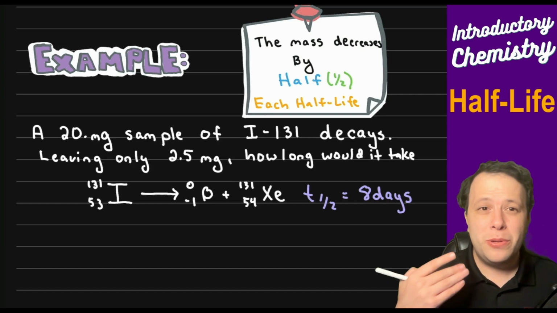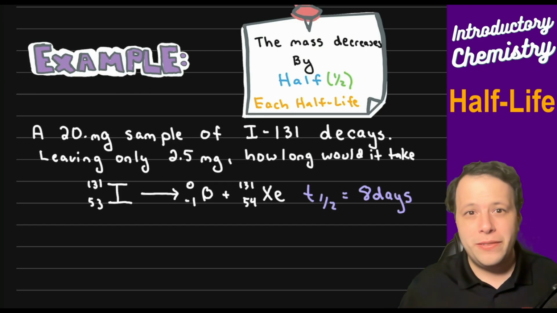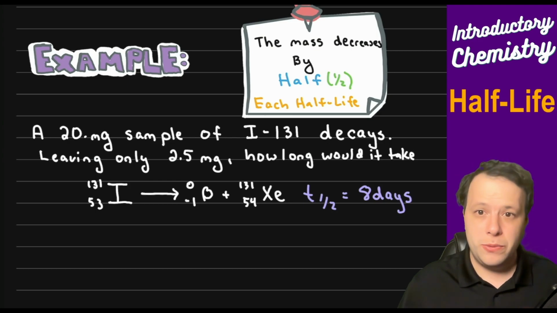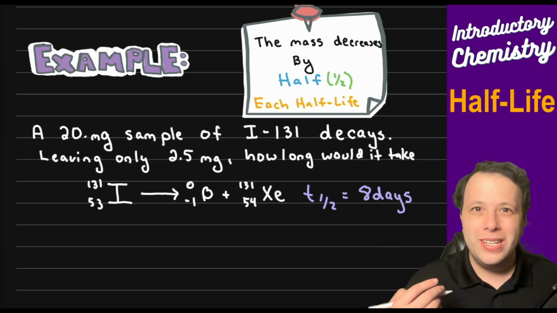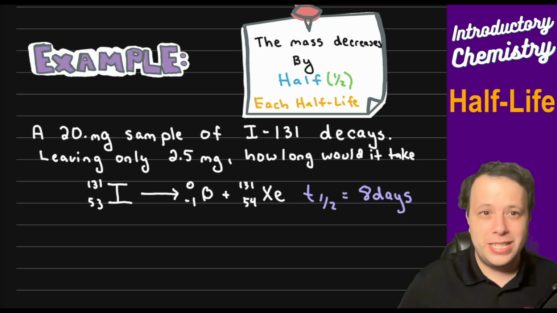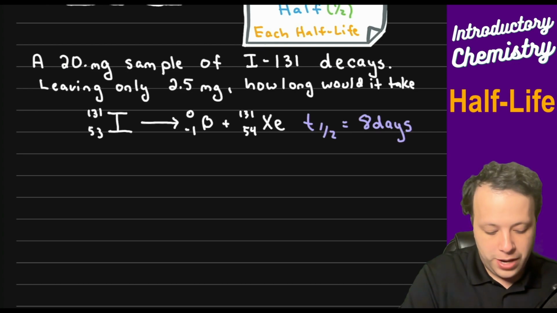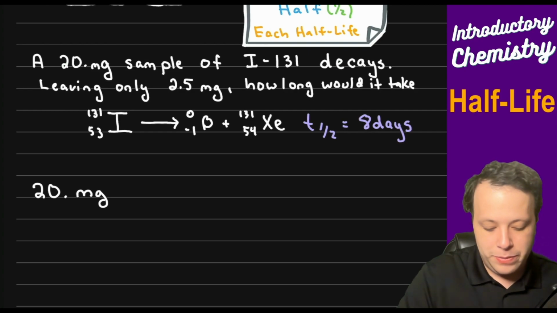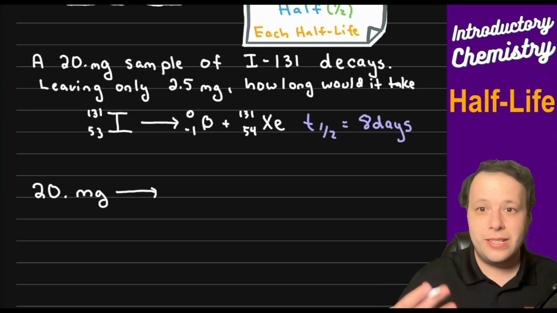With our first example, we have a 20 milligram sample of iodine-131 that decays, and it only leaves 2.5 milligrams. How long would this take? Well, the first thing we have to remember is that every time we go through a half-life, the mass or the amount is going to decrease by half. There are a lot of different little strategies we can use, but our original sample is starting at 20 milligrams, and we are going to be dividing it by half for every single half-life.